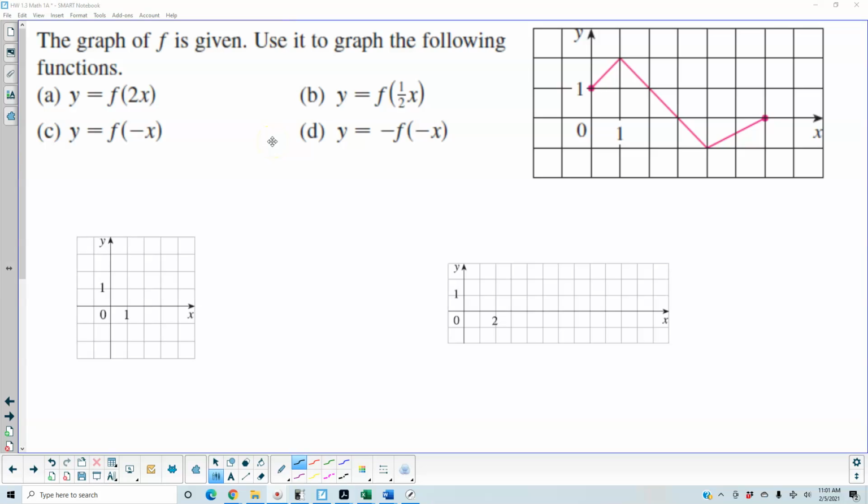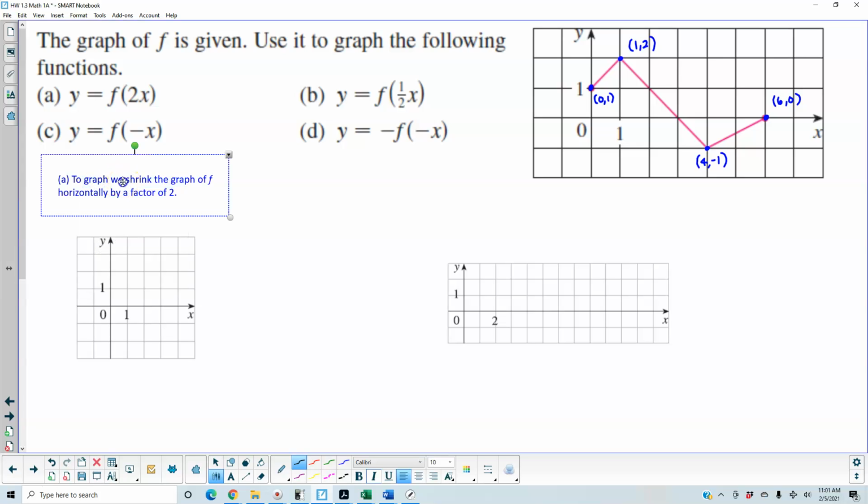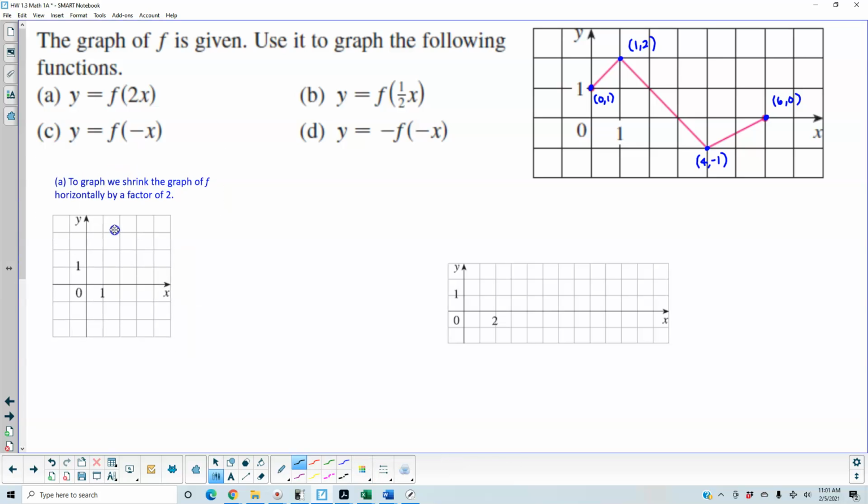This ordered pair here represents (0, 1). And this ordered pair here represents (1, 2). And then this ordered pair here represents (4, -1). And then this ordered pair represents (6, 0). So we're going to use those points to determine what our new graph is going to look like for each particular function. So for part A, okay, what we need to do is we need to graph.